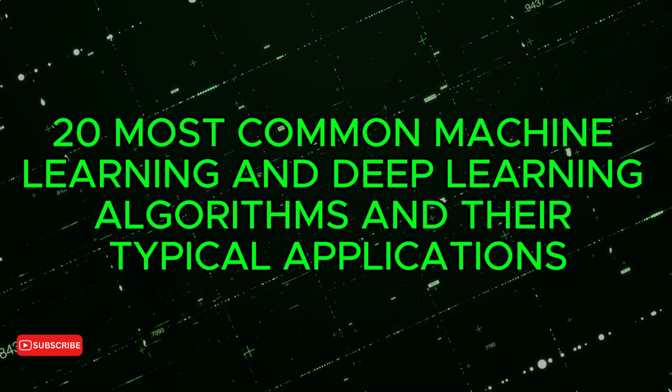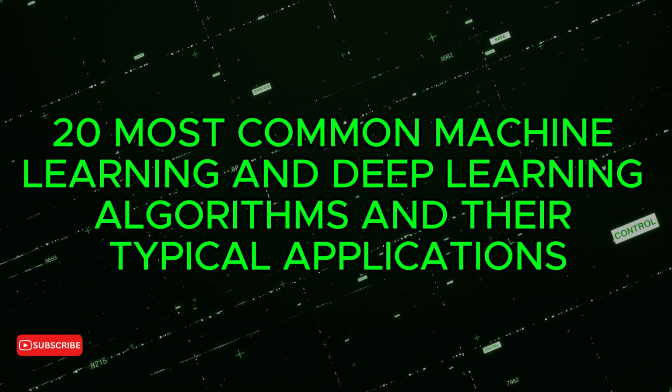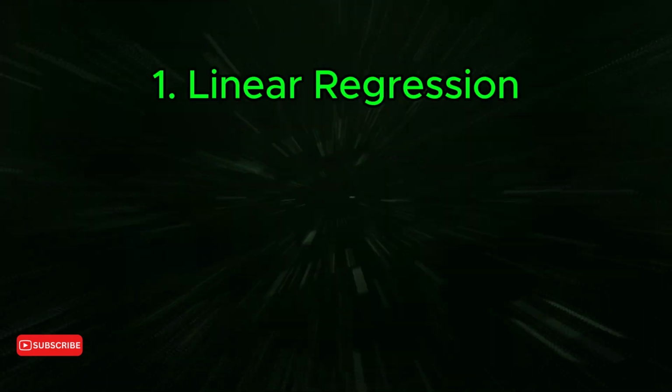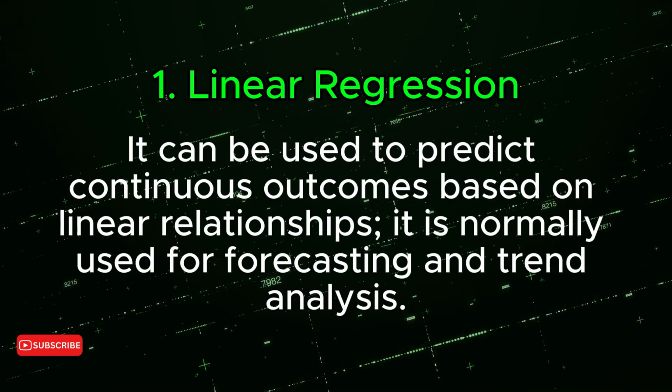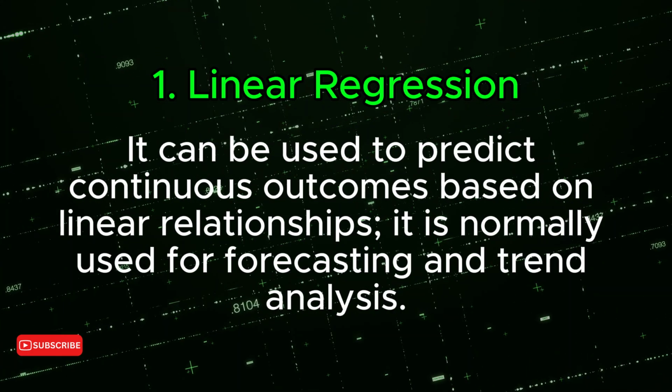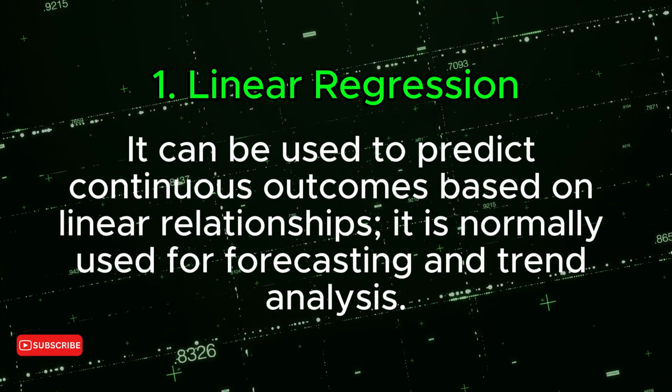20 most common machine learning and deep learning algorithms and their typical applications. 1. Linear regression. It can be used to predict continuous outcomes based on linear relationships. It is normally used for forecasting and trend analysis.